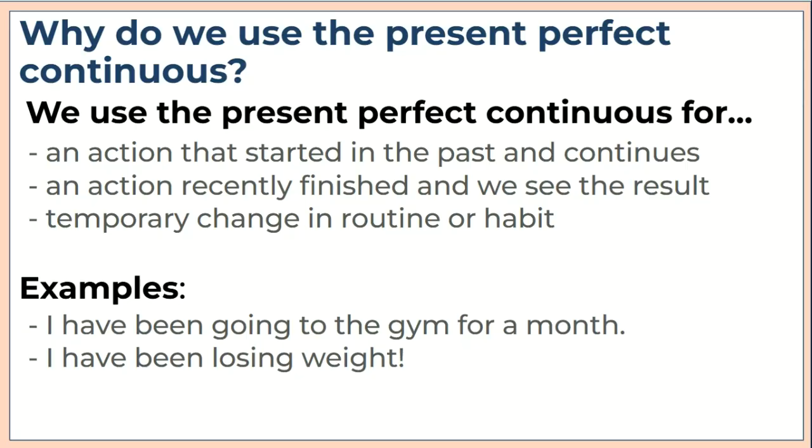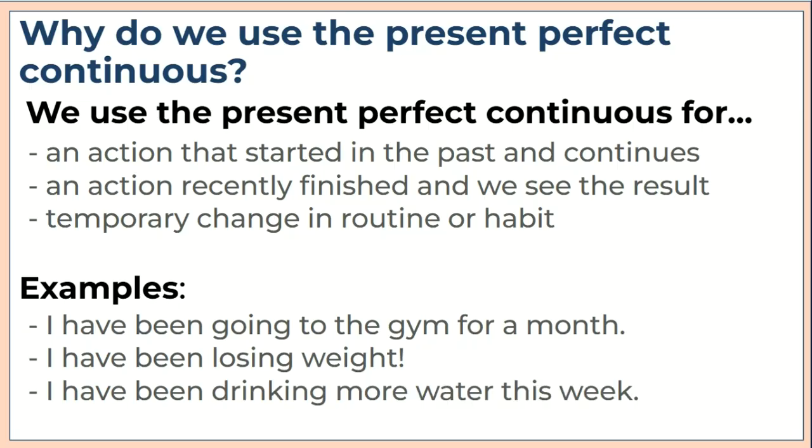Finally, we use the present perfect continuous for temporary changes in our routines or habits. So a good example of this would be, I have been drinking more water this week. We can understand when we use this tense that this person does not normally drink a lot of water during the week, and so they have changed that part of their routine or habit.